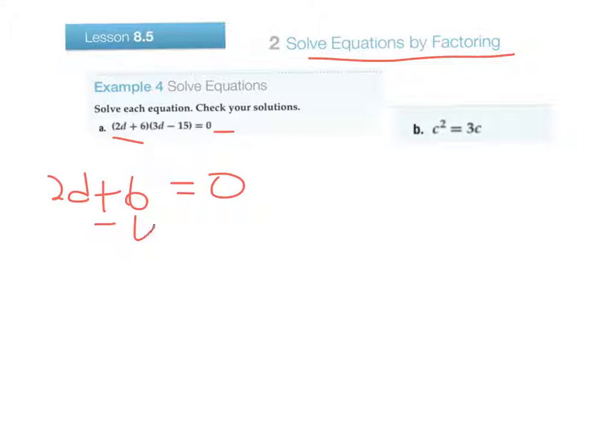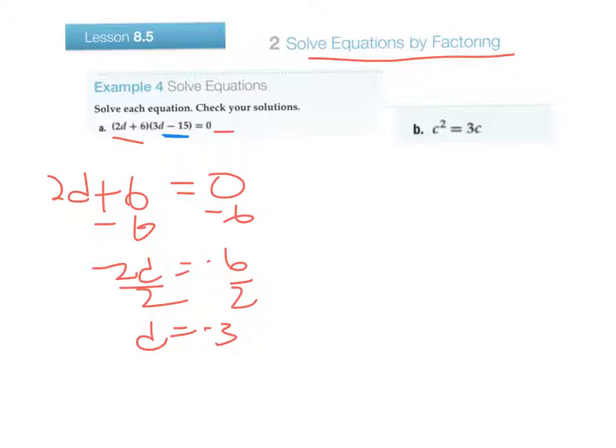So if I subtract 6, I get 2d equals negative 6, and divide by 2, I get d equals negative 3. Now, what we need to do is do the other factor. So I'm going to underline that in blue. I'm going to do the same thing.